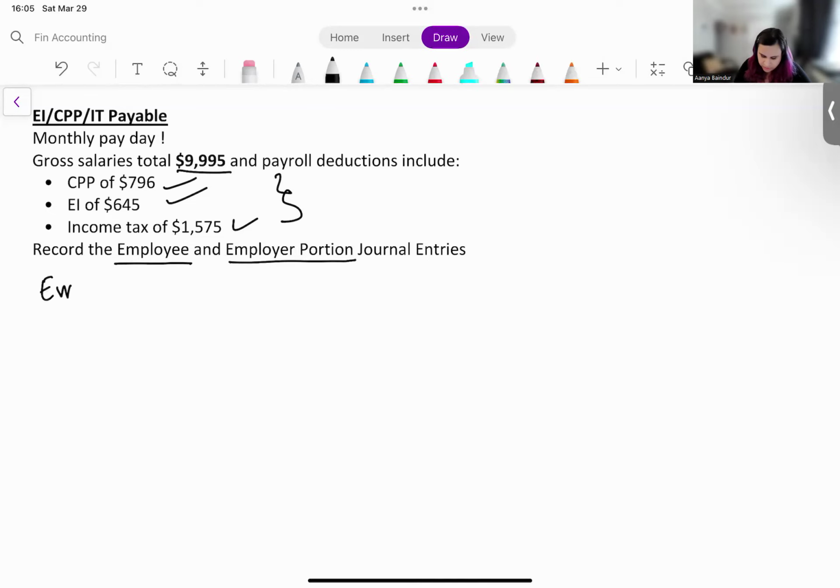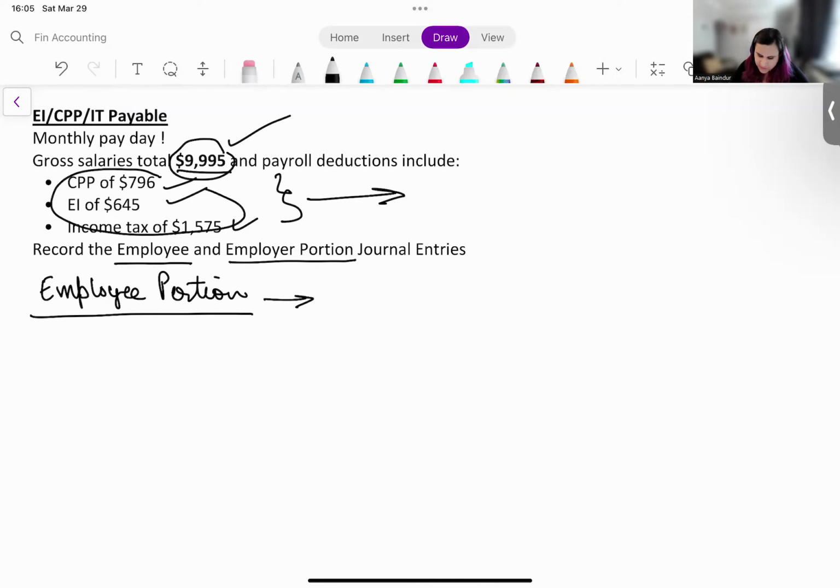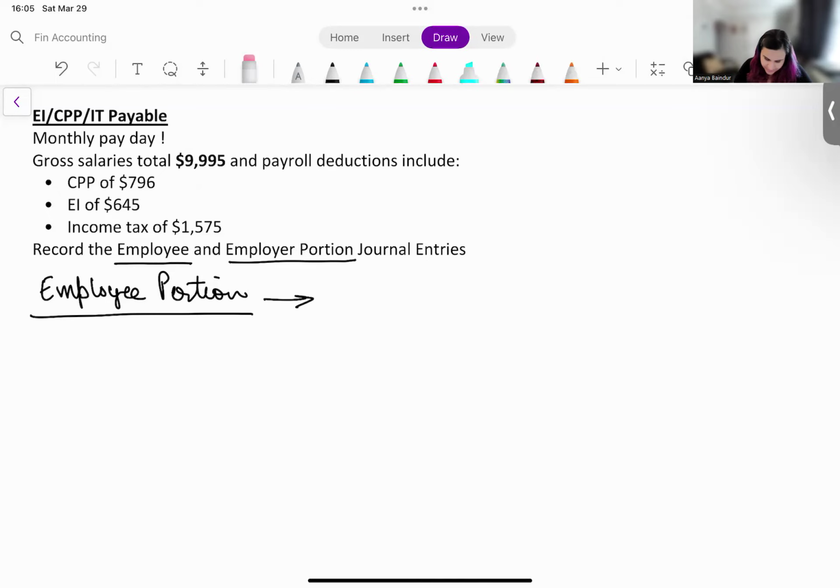So let's do the employee portion first. If the gross salary is this much, and these deductions happen after that, that means that the net salary that the person is going to get in hand is this amount minus all of these deductions, right? Let's see how much that comes to. So that's 9995 minus 976 minus 645 minus 1575. So the cash in hand that the employees are going to get is 6979. That is how much cash we'll be paying out.